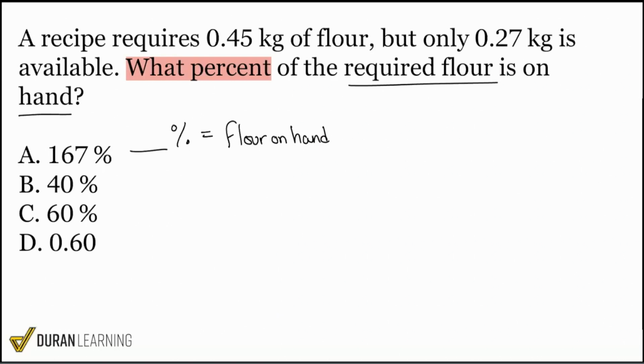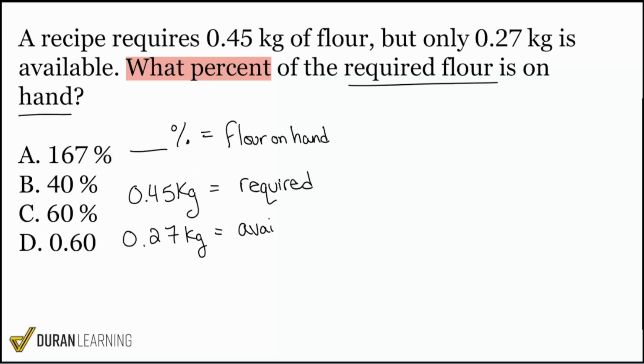Here's what it says. It says that a recipe requires 0.45 kilograms of flour. Okay, so this is what it requires. So 0.45 kilograms is the required, okay? And then it says, but only 0.27 kilograms is available. Okay, so 0.27 kilograms is available.